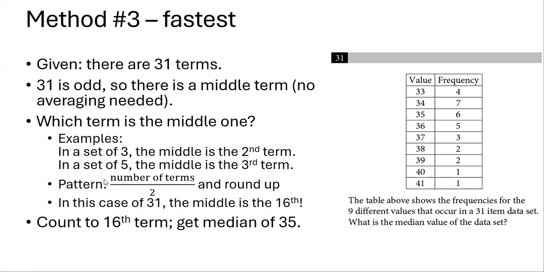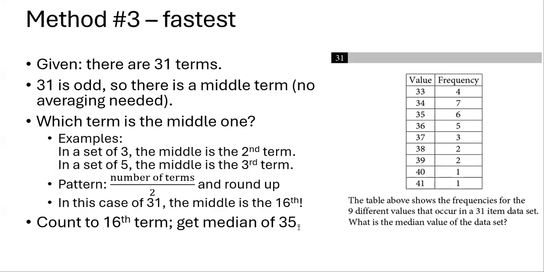Okay? The pattern we can think of is take the number of terms, divide it by 2, and then you just round up. For example, 3 divided by 2 is 1.5, and then we round up to 2. That's the middle term. 5 divided by 2, that's 2.5, round up to 3. That's the third term. So 31 divided by 2, that is 15.5. Okay, and then we round up to 16. So the middle term is the 16th term. Okay, so now we just count to 16. There's 11 here, there is 17 up to here, so then the 16th has to be 35. And that's how we get the answer quickly.